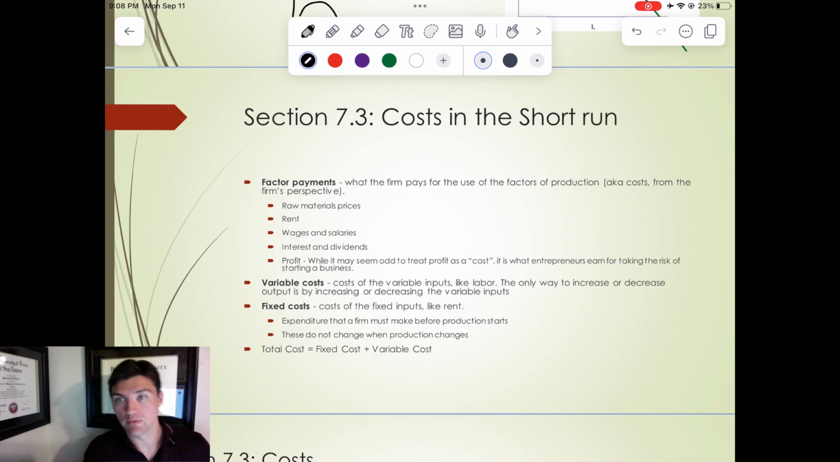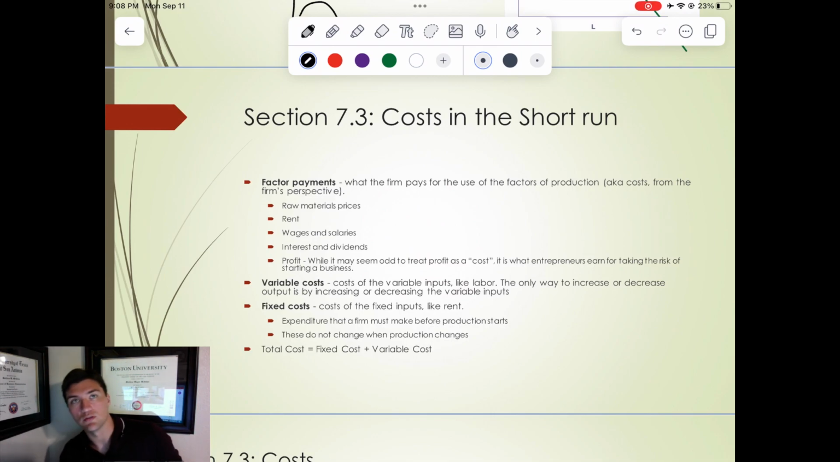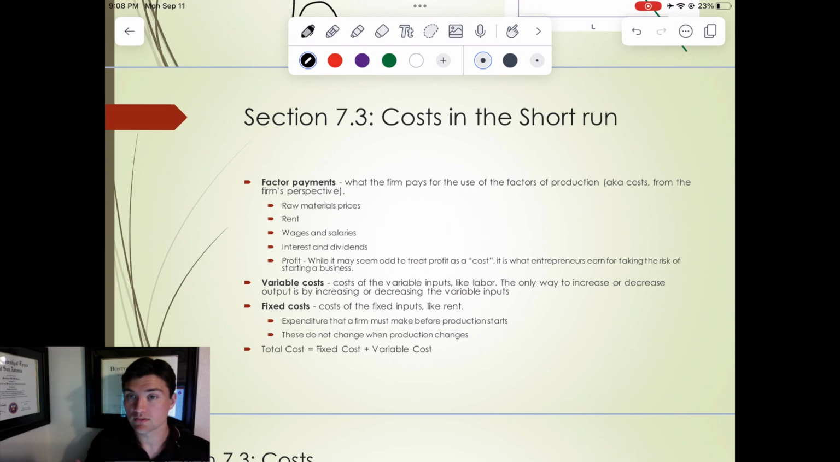Let's go a little bit deeper into that. Like we're going to split those costs up, the payments into the factors of production. We're going to split that up into fixed and variable cost. So variable costs are going to be the things that are variable, right? So the cost of the variable inputs like labor, like ingredients. The only way you can increase or decrease the cost of these things is by actually changing the amount that you're buying.